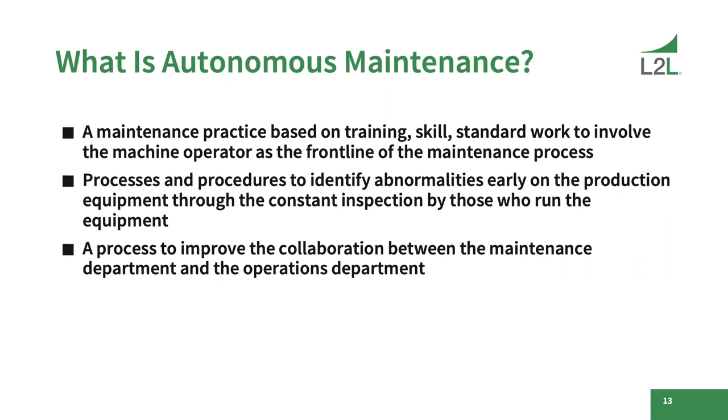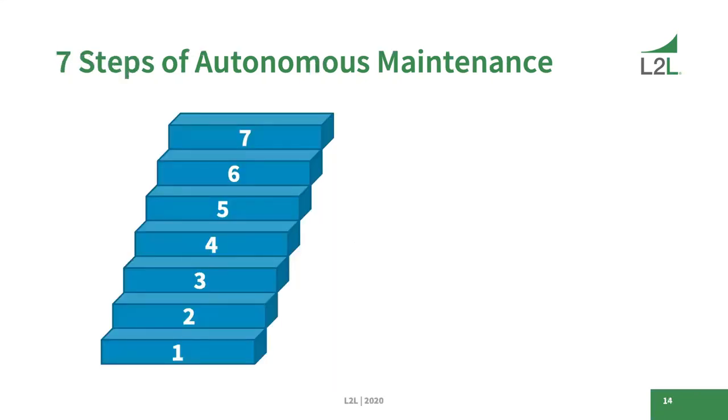Everybody understands that this machine has to run, and we want to do the best we can in order to get it to that point, okay? Autonomous maintenance comes in 7 steps. And this is pretty typical throughout industry, and they've kind of changed, and they change a little inside of Leading the Lean.